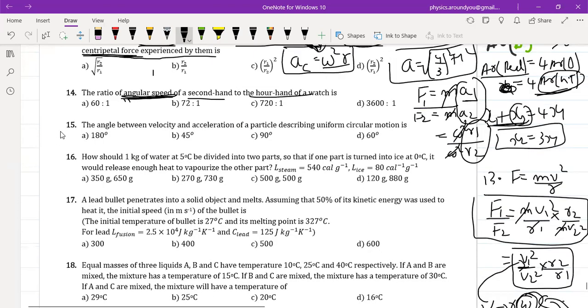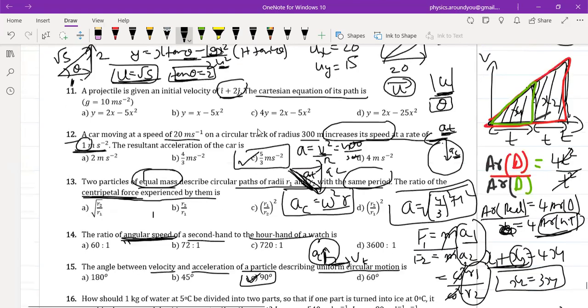The last question is the easiest of them all in the paper. You don't need to know any formula for this. They're telling uniform circular motion. Therefore, velocity and acceleration should always be perpendicular to each other, 90 degrees. That is how uniform motion is defined. For any object in uniform circular motion, UCM, acceleration will always be purely centripetal. Velocity is always tangential. The angle between them is always 90, and hence the 15th one goes with C.